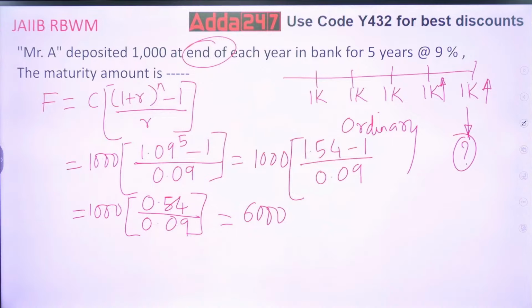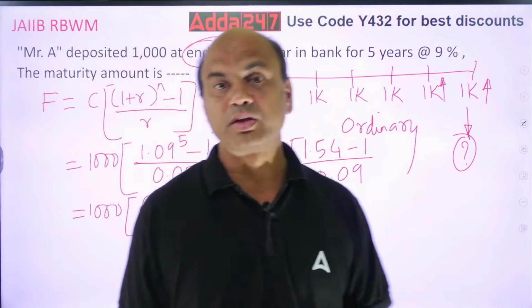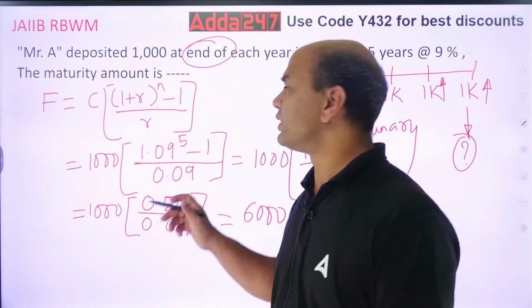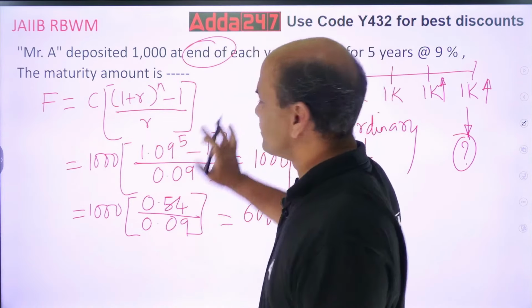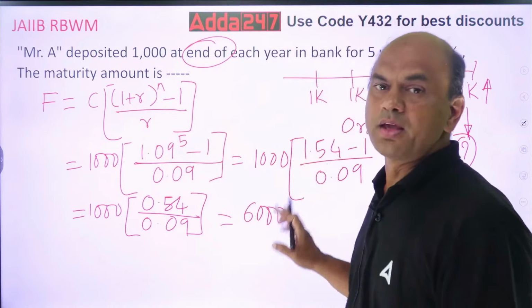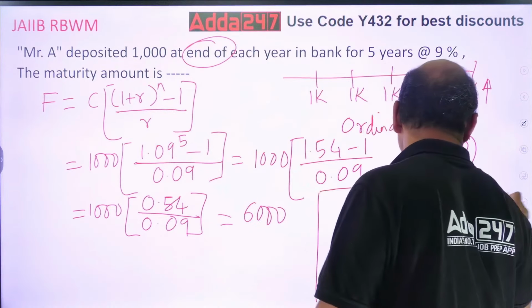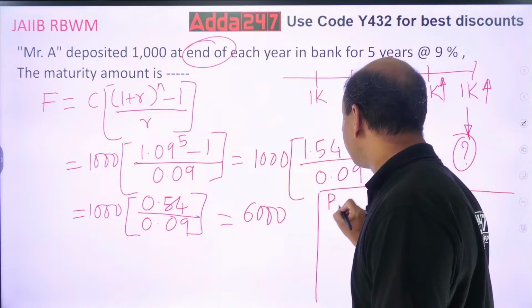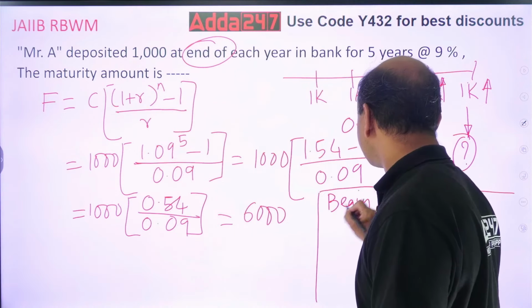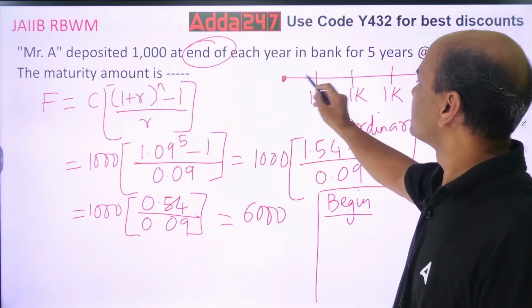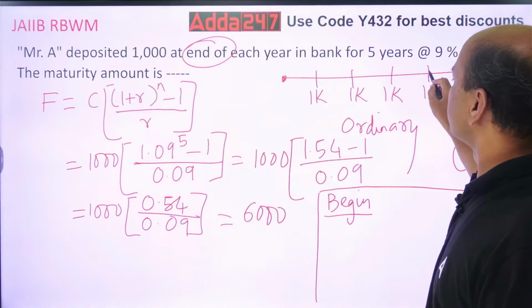Okay, got it everyone? This is known as future value for ordinary annuity. Now suppose they would have given at the beginning, see this problem is over. If they give at the beginning, beginning means what? The investment is from year one, first year, second year, and then the last will be over here.